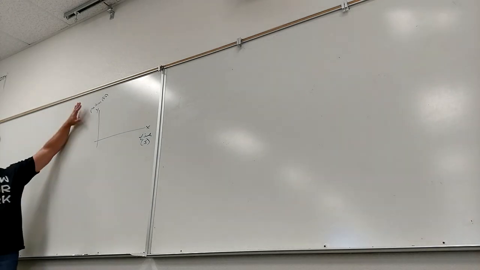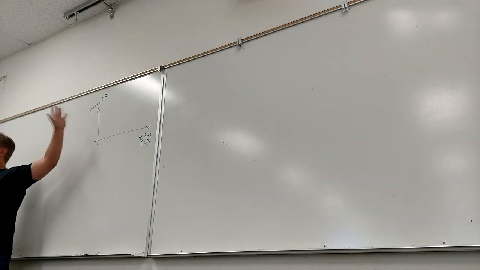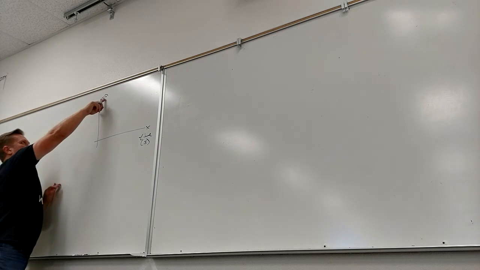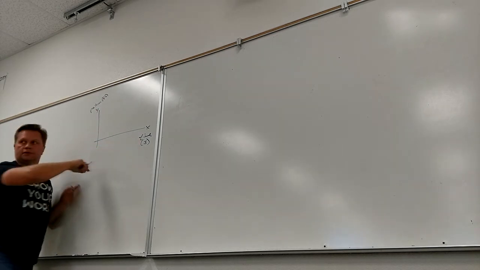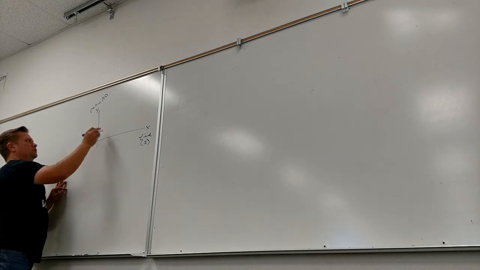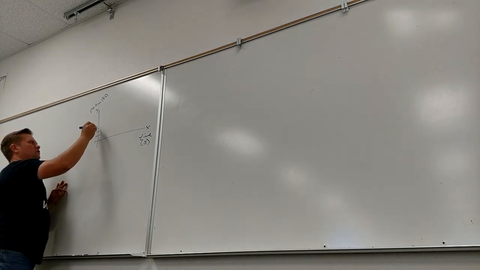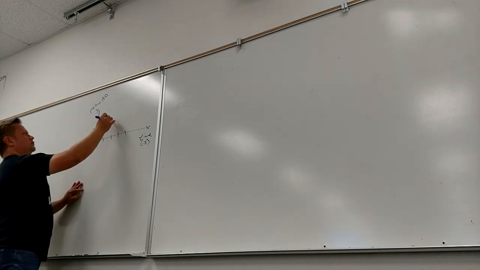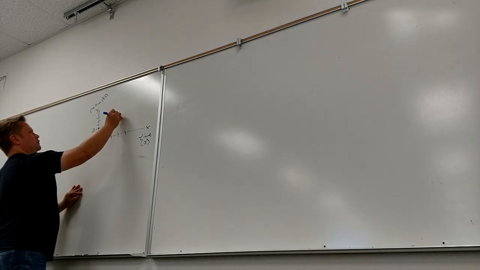So let's say I have a graph, and you can think of this as an actual path something could take. So position in feet and time in seconds. So if I'm at position 2 to start with, and then 3 seconds later I'm in position 3.